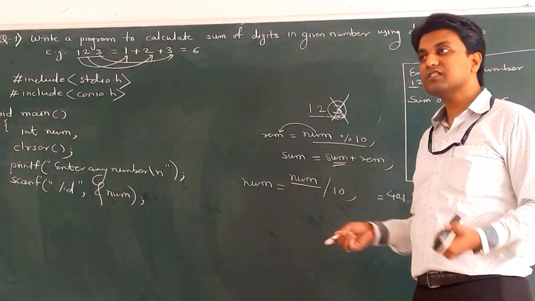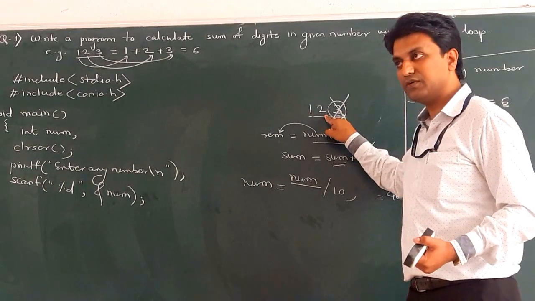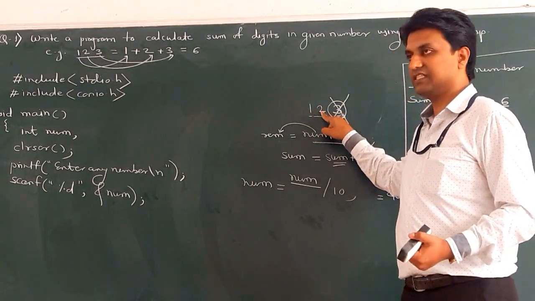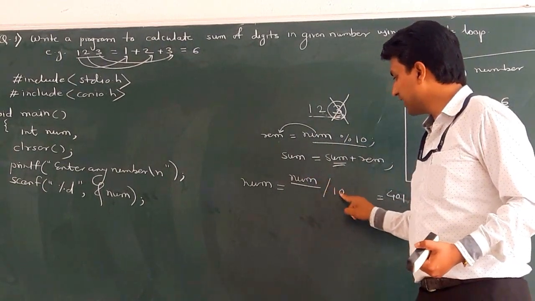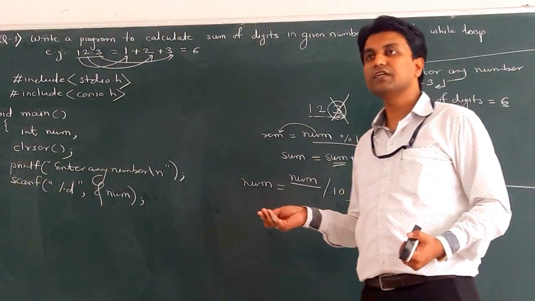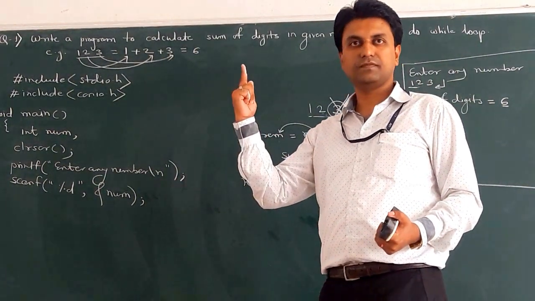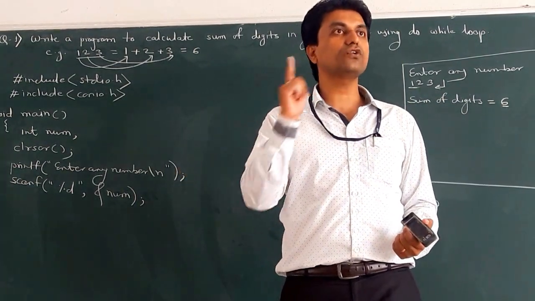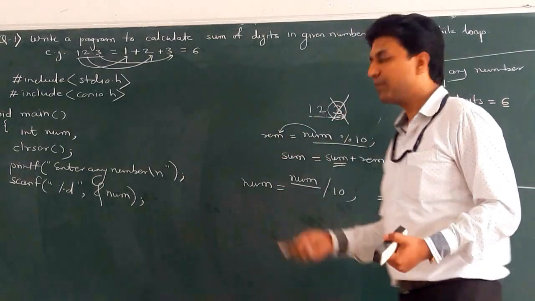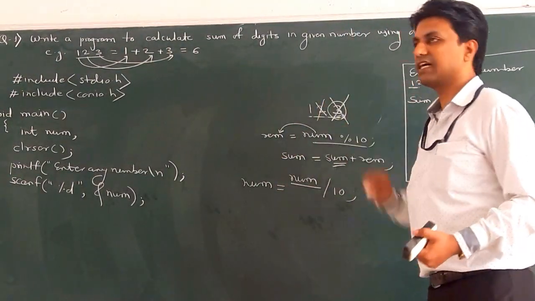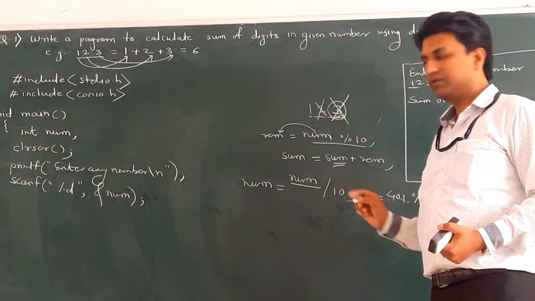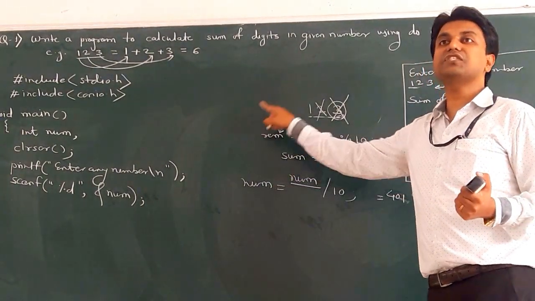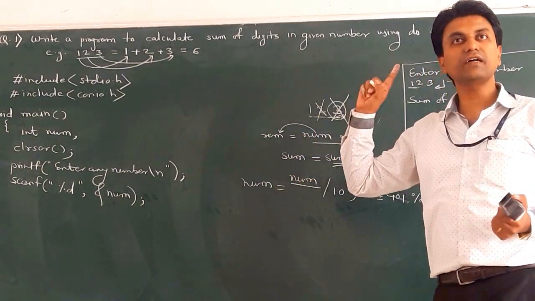Third step, what is the third step? Now 12 is your current number, so discard or delete the last digit. Now 12 divided by 10, what does it give you? It gives you 1. That means automatically the last digit is discarded. Okay, so the number now contains 1. Repeat the same steps for number 1.